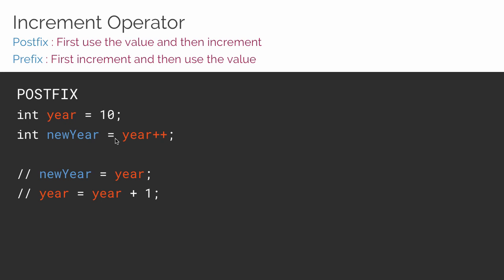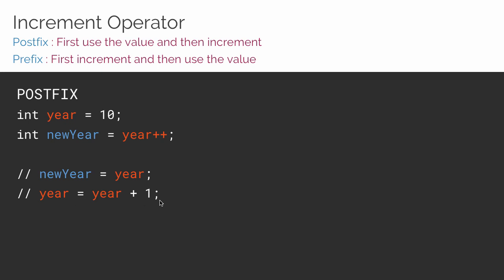This statement can be interpreted as two statements: newYear equal to year, and then year equal to year plus 1. So always remember, whenever we have the postfix expression, we first use the value. That means assign the value of year into the new variable that is present here, so newYear equal to the old year variable, and then increment the value. So here I am using year equal to year plus 1.